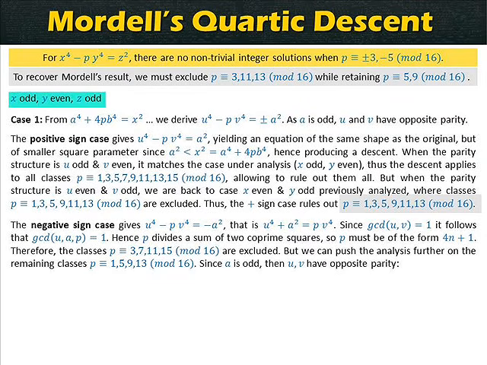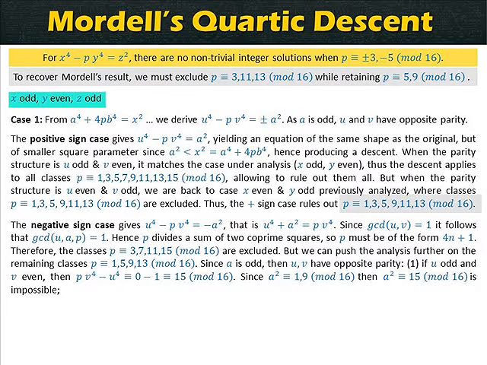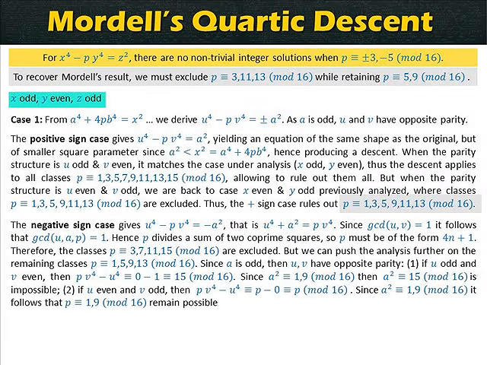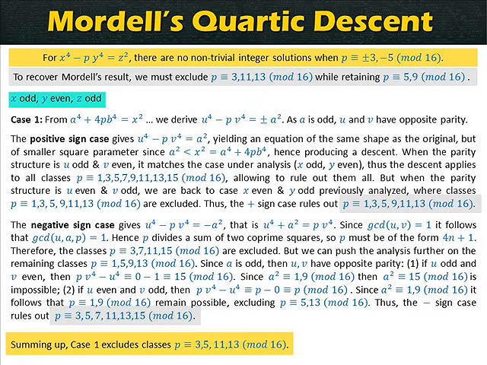Since a is odd, then u and v have opposite parity. If u is odd and v even, then a squared congruent to 15 modulo 16 is impossible. If u is even and v is odd, it follows that classes 1 and 9 remain possible, excluding 5 and 13. Thus, the negative sign case rules out classes 3, 5, 7, 11, 13, and 15. Summing up, case 1 excludes classes 3, 5, 11, and 13.